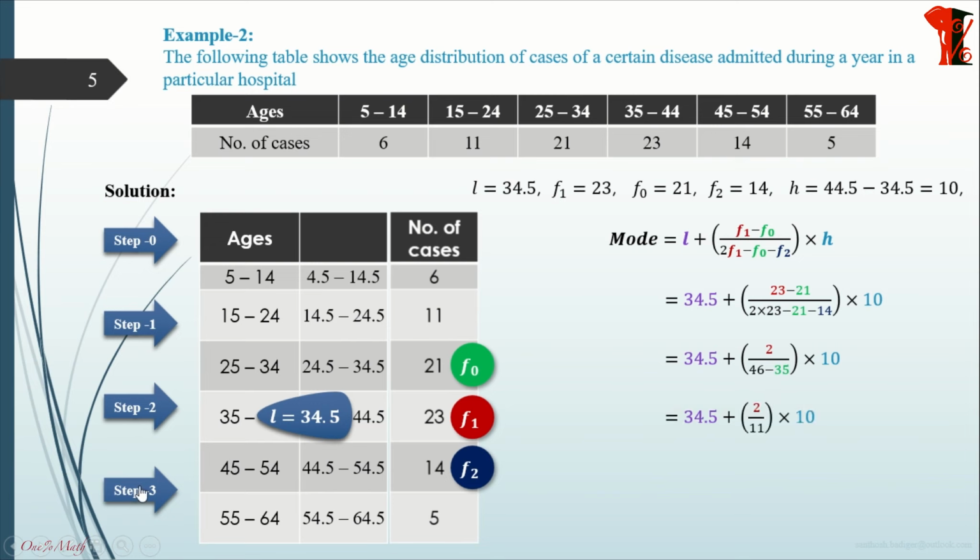So simplify it further, you get 10 by 11. Then multiply by 2, or rather 2 and 10, you get 20, so 20 by 11. Divide 20 by 11, we got 1.81, then add it. The answer we got is 36.31. So 36.31 lies in 34.5 to 44.5. That's all. Fine, just repeat the video and do the calculations again. Check whether you are getting the same answer or not. Thank you.